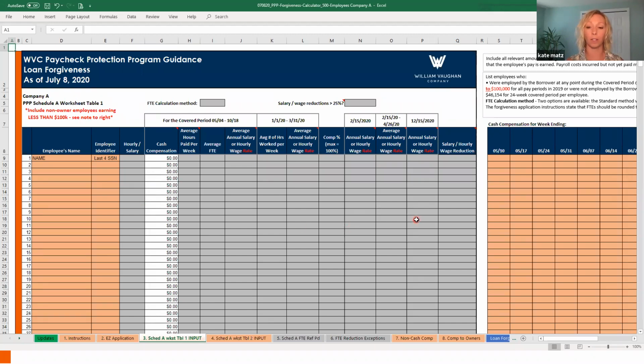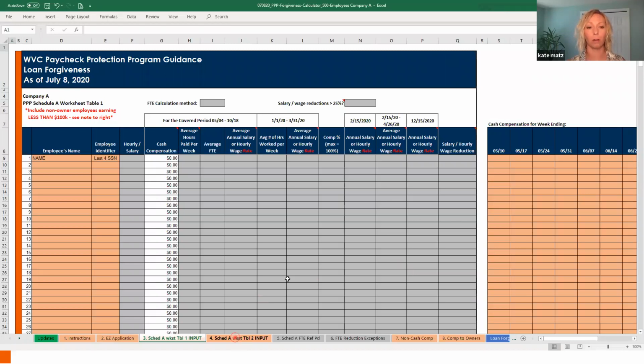For you as somebody that's filling out the EASY application. If you did not qualify for EASY and you had to fill out the full long form, then all these other columns would be necessary to fill in as well. In this instance, we don't have any employees, so there's nothing for us to input here, so we'll keep moving.